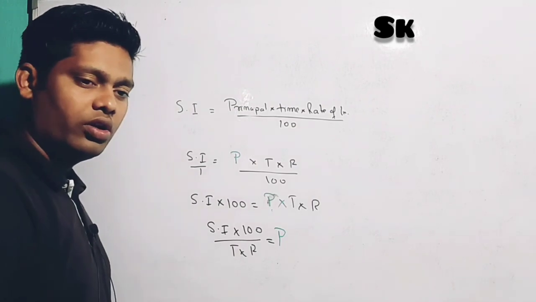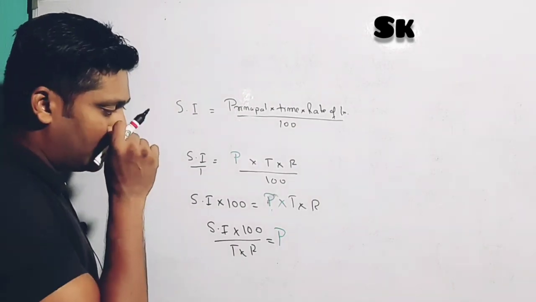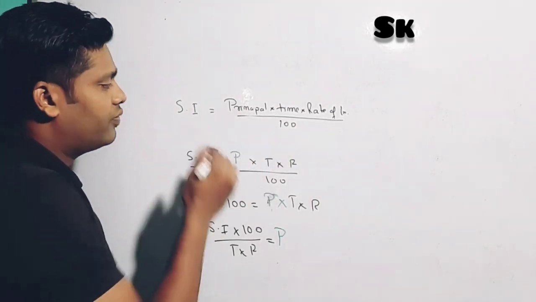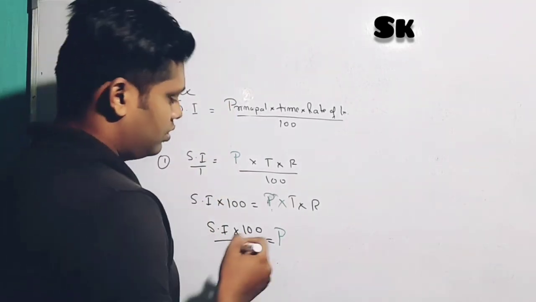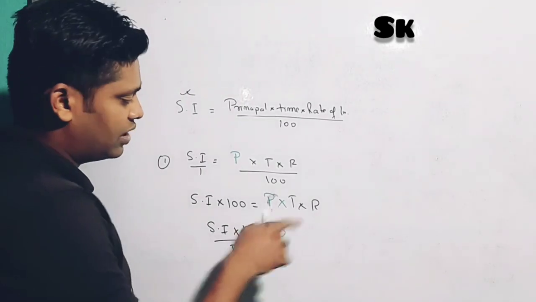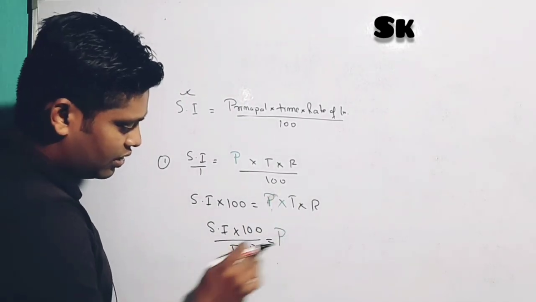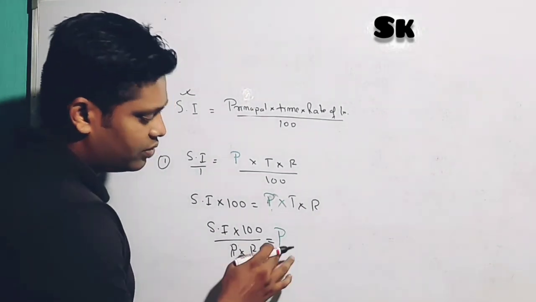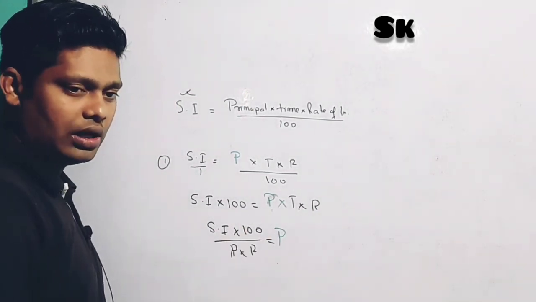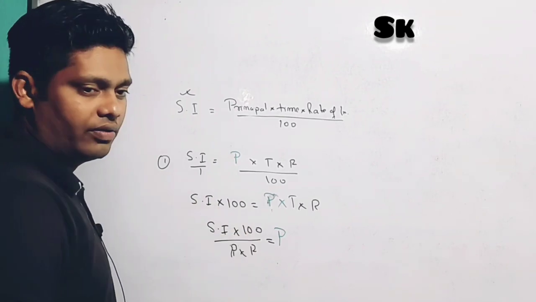This is the formula. No need to byheart, because if you byheart you will forget one day. So why you have to byheart it? From here only I will derive all the formulas. Next formula is, if for example you need to find out time, same thing, principal will come here and this will become time, same thing. Clear? So you understand how to derive, no need to byheart.